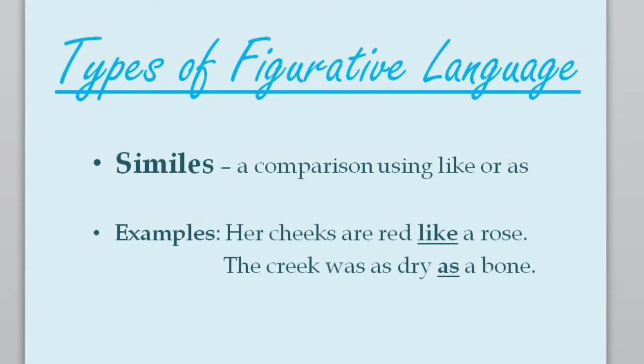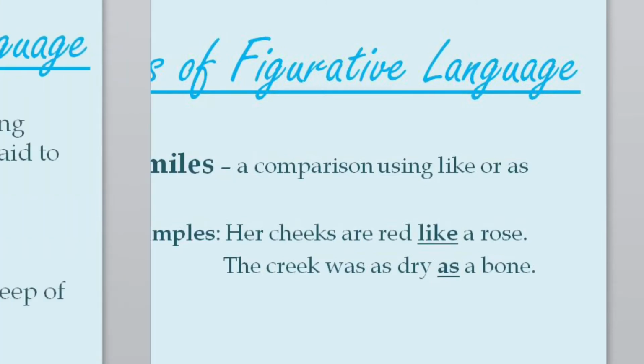One type of figurative language would be similes, and that's a comparison using like or as. For examples, her cheeks are red like a rose. The creek was dry as a bone.